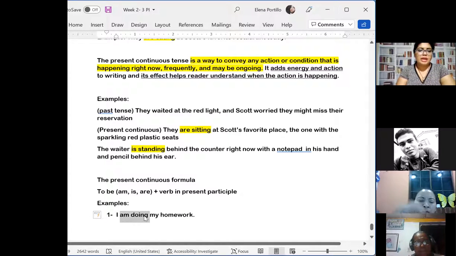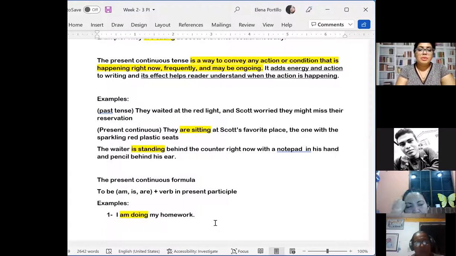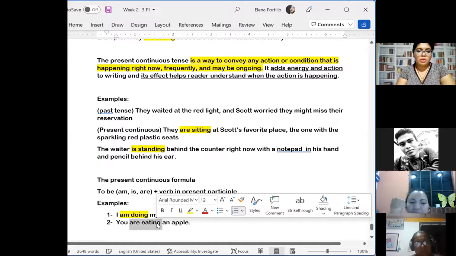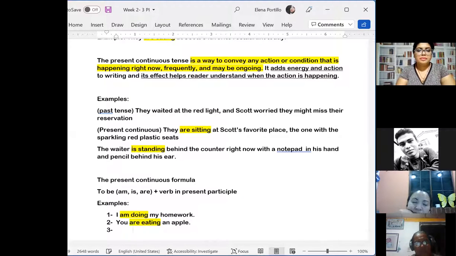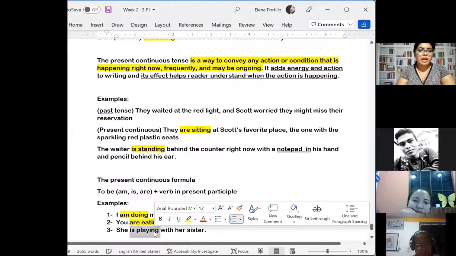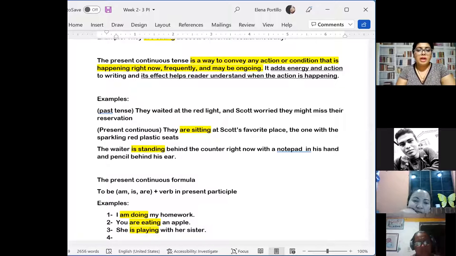So we have the structure right here. I'm doing my homework. When? Now, in this moment. Then we have number two. You are eating an apple. So we have here the structure. You are eating. Then we have she is playing with her sister. She's playing with her sister. We have here the structure. Then we have number four, he is playing the guitar.